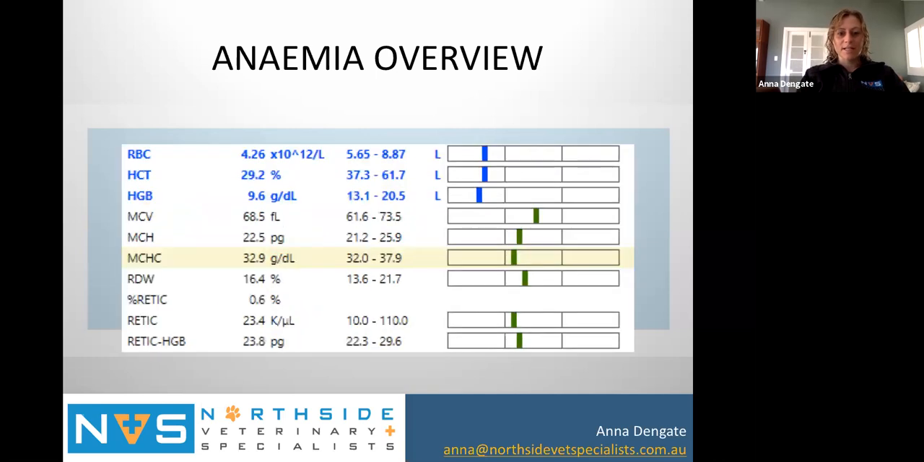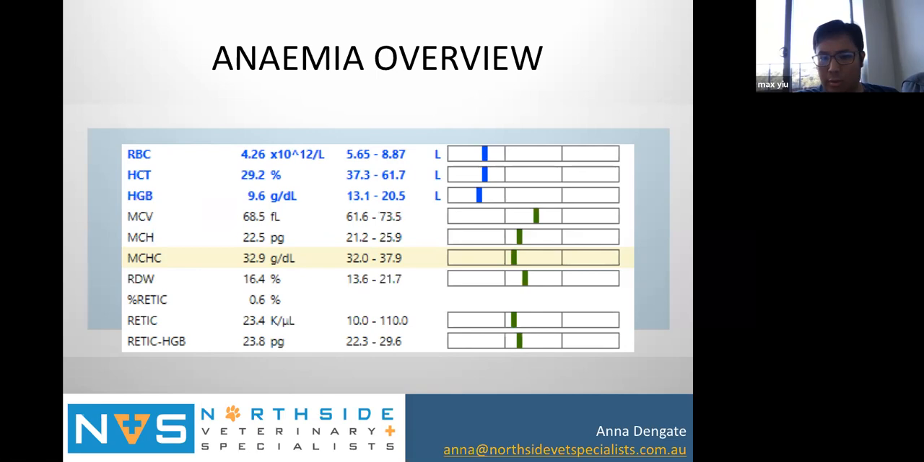Okay, so we're going to move on to the next CVC. Who wants to classify this one for me? Like a normal chronic, normocytic anemia. I don't know if it's regenerative yet.